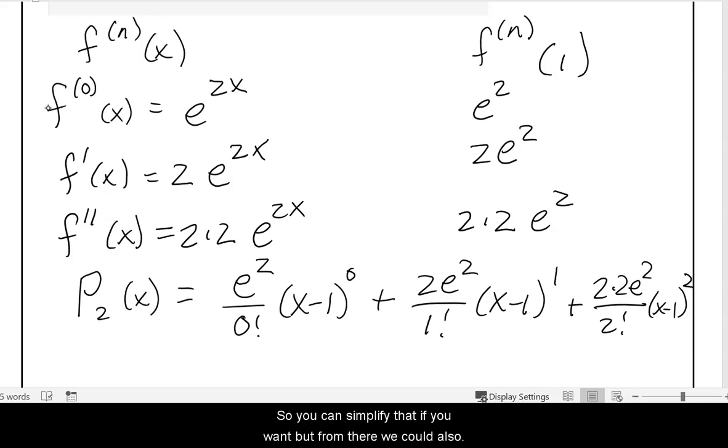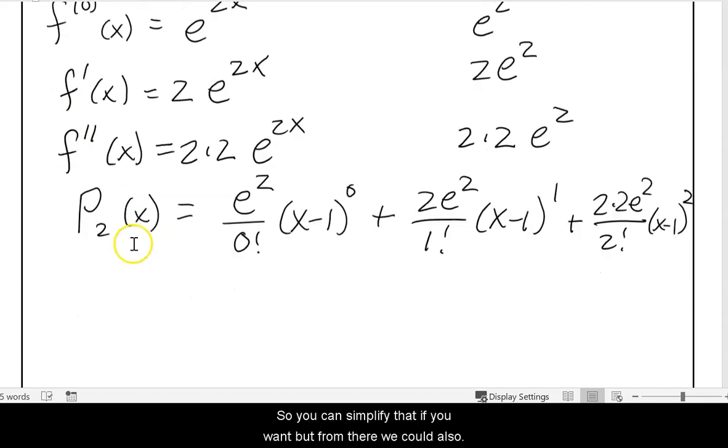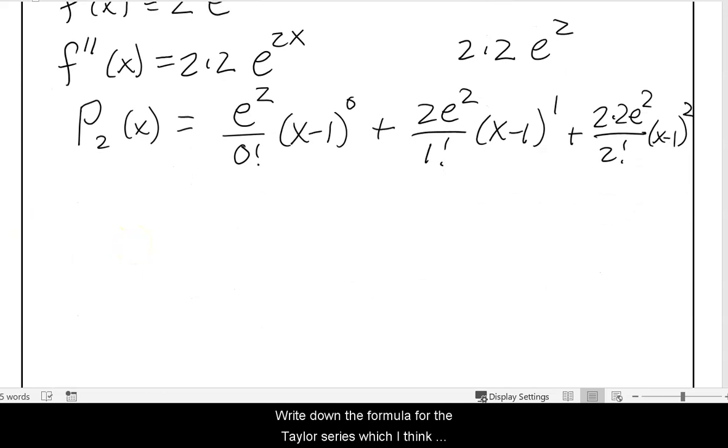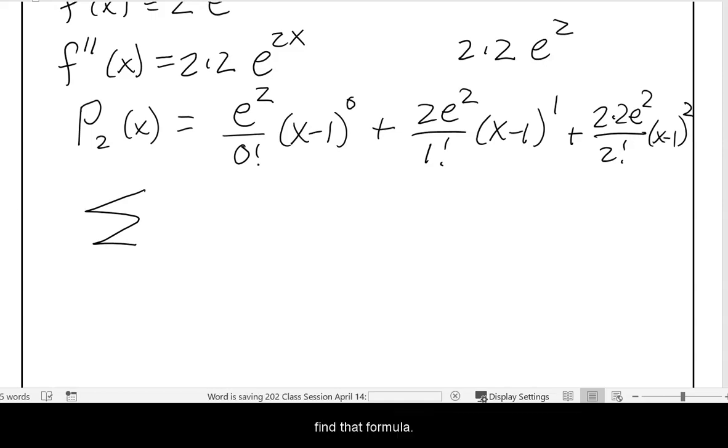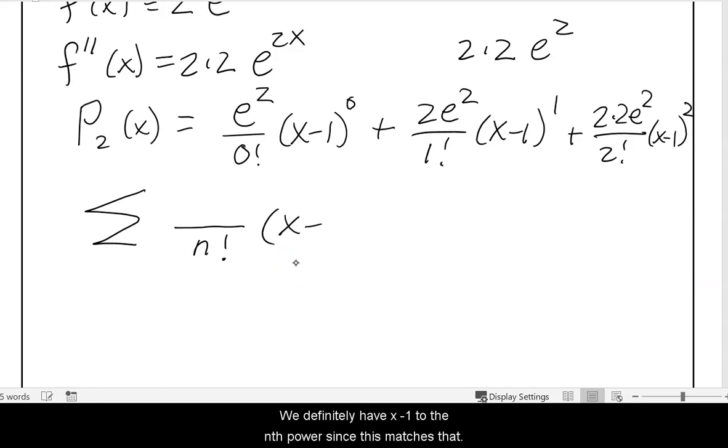So you could simplify that if you want, but from there we could also write down the formula for the Taylor series, which I think is the part some of you are struggling with, is how do you find that formula? So from this one, if you look at the pattern, the denominator is 0 factorial, 1 factorial, then it'd be 2, then 3, then 4. So the denominator is going to be n factorial. And we definitely have x minus 1 to the nth power, since this matches that. But this is the only part of the formula we don't know.